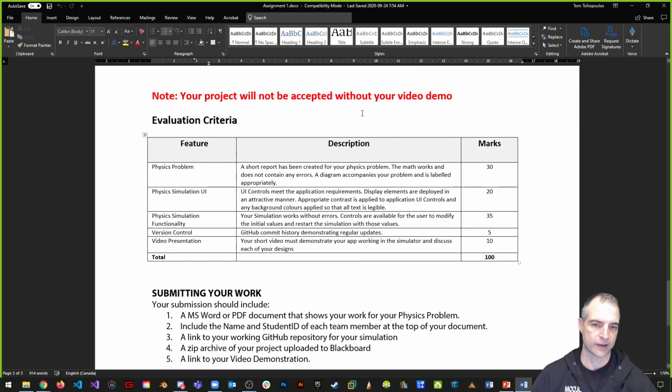And here's your breakdown of marks. 30 marks to figure out the physics problem itself. So you must make a document that has a diagram and the math for your physics problem. Then there's 20 marks for the user interface of your physics simulation, so how it looks. And 35 marks for the functionality of your physics simulation. 5 marks for version control, 10 marks for your video presentation, for a total of 100.